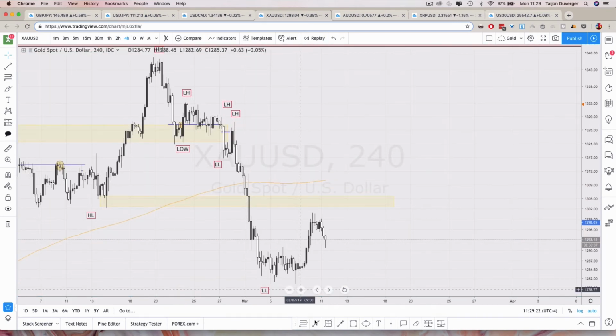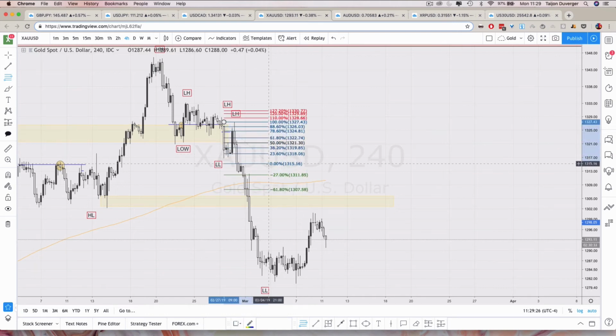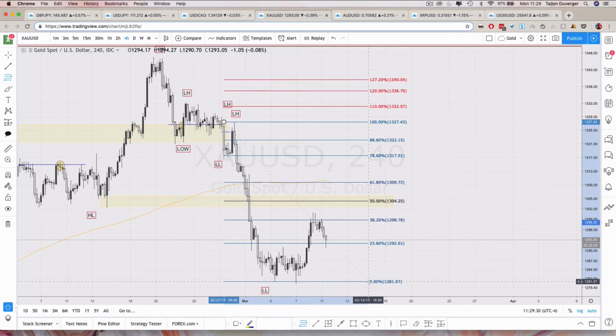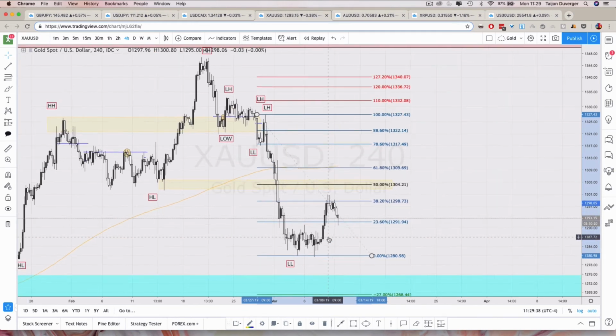I'm gonna pull out my fibs on this, to this level that broke support, the last place that it broke support. Where did it find support? Okay, right here at 1280, and it's respecting 38.2 right now.